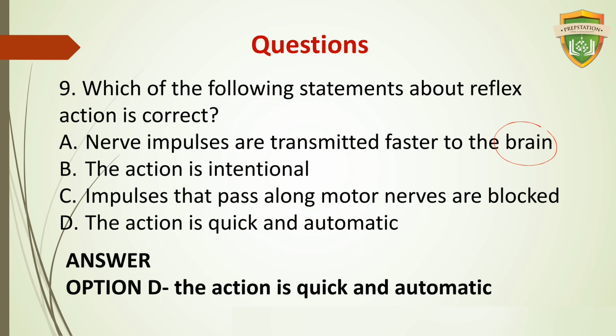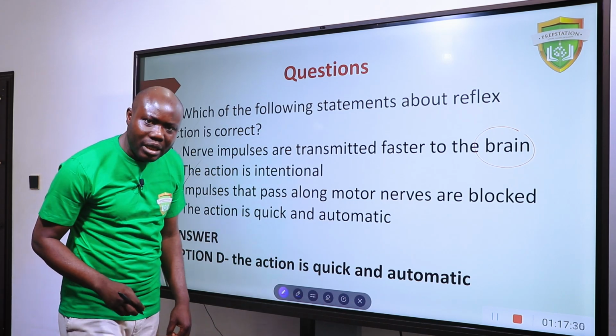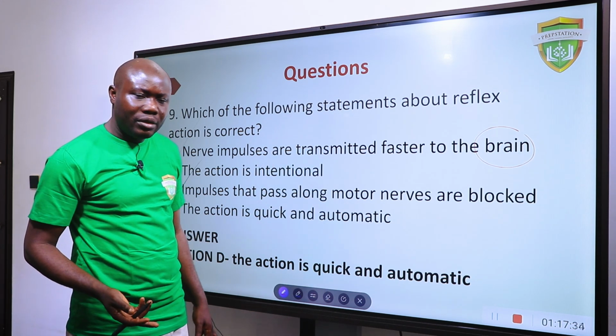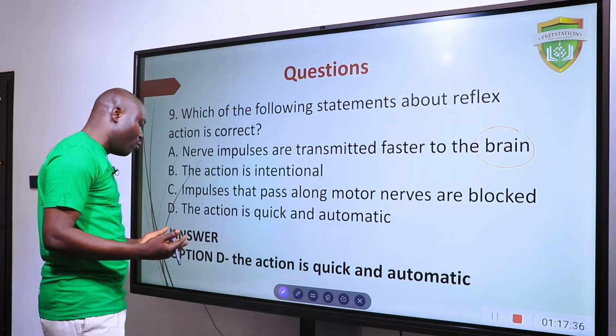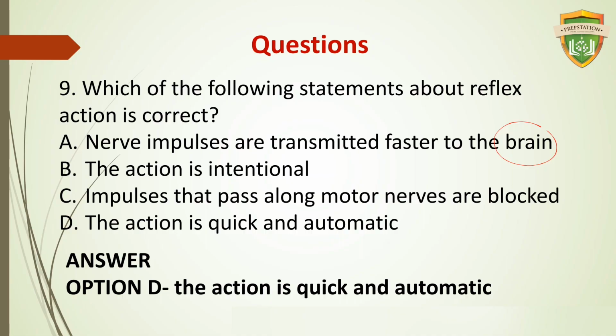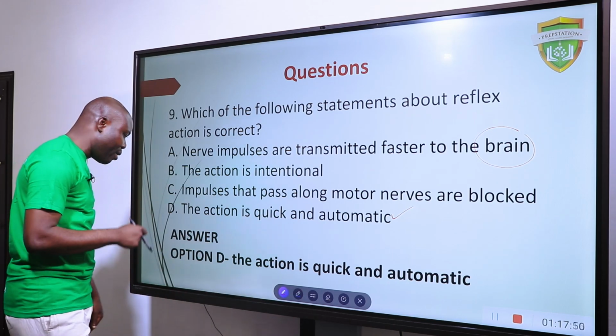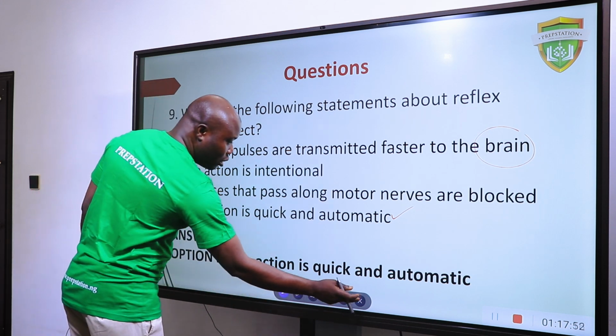Now, this is a reflex action. It is not intentional. It is something that you must do quickly. Am I not blinking? But I don't even know that I'm blinking. You get now? So it is not always intentional. Then C, impulses that pass along motor nerves are blocked. No. The action is quick and automatic. I said this earlier: reflex actions are quick and also automatic.